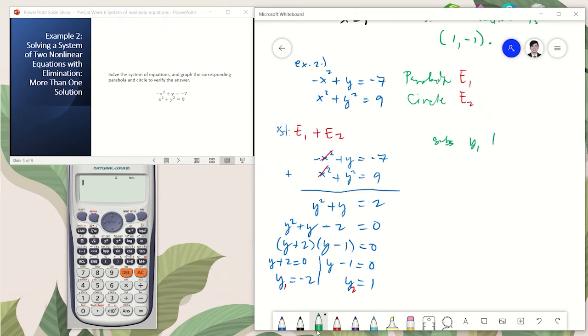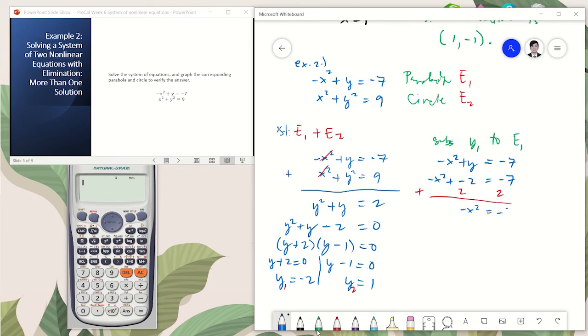So substitute y sub 1 to any of the equations. It's up to you which one you would prefer, but I'll have equation 1. So equation 1 is negative x squared plus y is equal to negative 7. And if y is negative 2, that means that I have to add a 2 on both sides to isolate negative x squared.